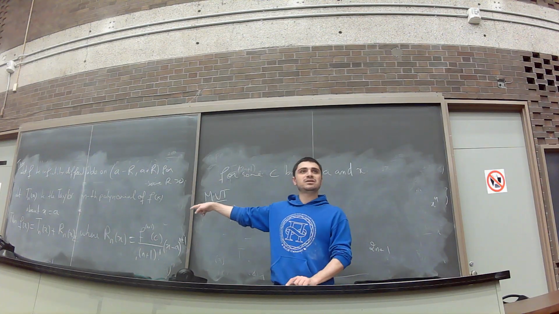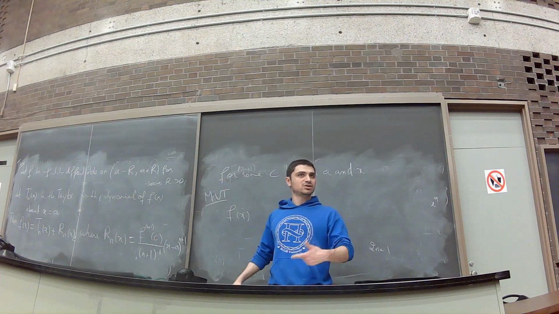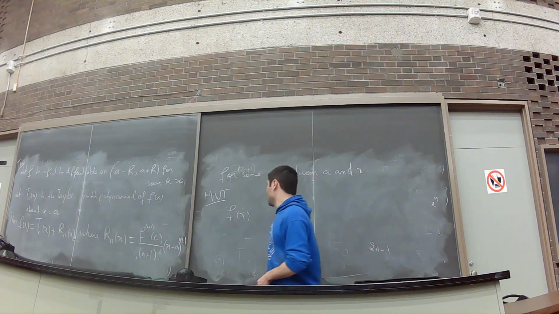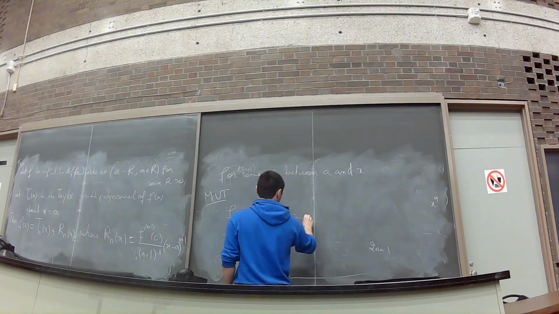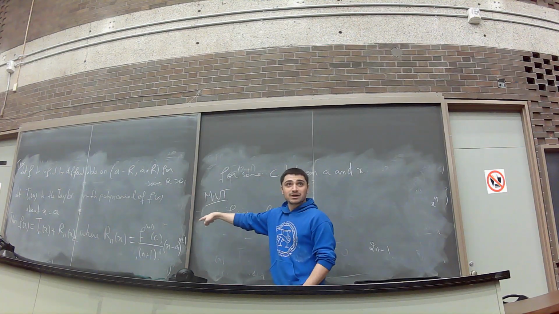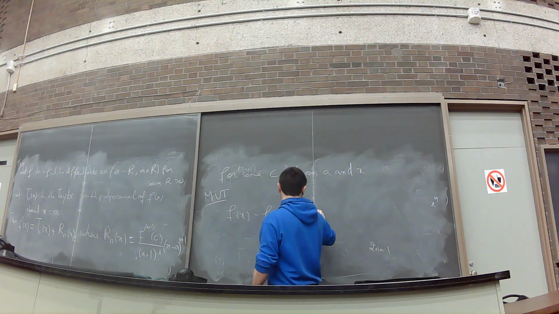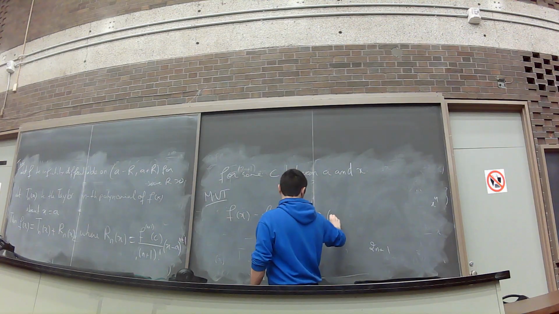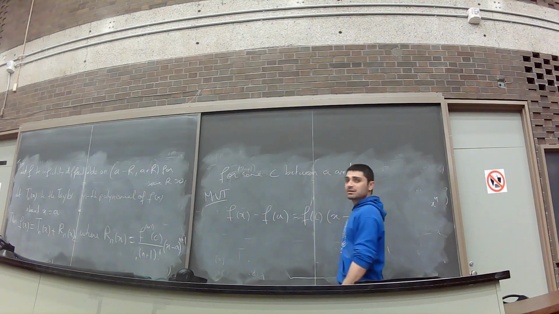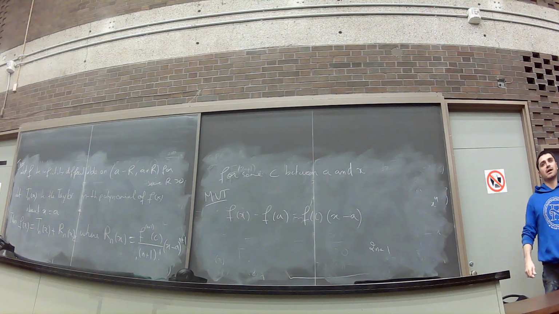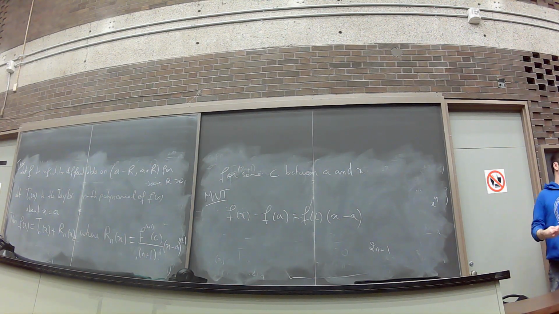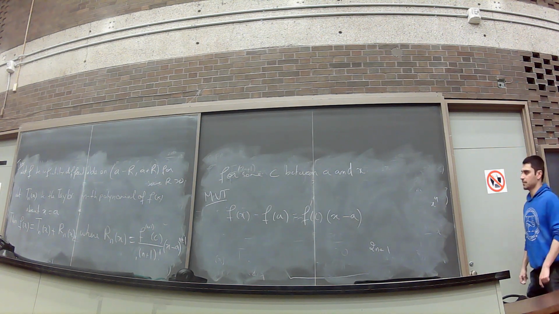f of x, what is the degree 0 polynomial? Taylor's 0 polynomial is just f of a, right? So f of x minus f of a is equal to f prime of c times x minus a. If n is equal to 0, we recover the mean value theorem. This is just a generalization of the mean value theorem, and you prove it by induction. You don't need to know how to prove it.